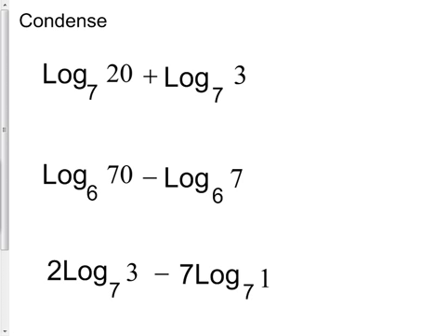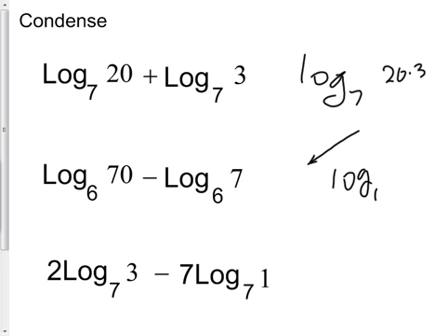Condensing. What does this mean? This is a plus, which means I could put them together and say log base 7 of 20 times 3, which would mean it was 60. What would this one be? It would be log base 6 of 70 over 7, which would be 10. Log base 6 of 10.